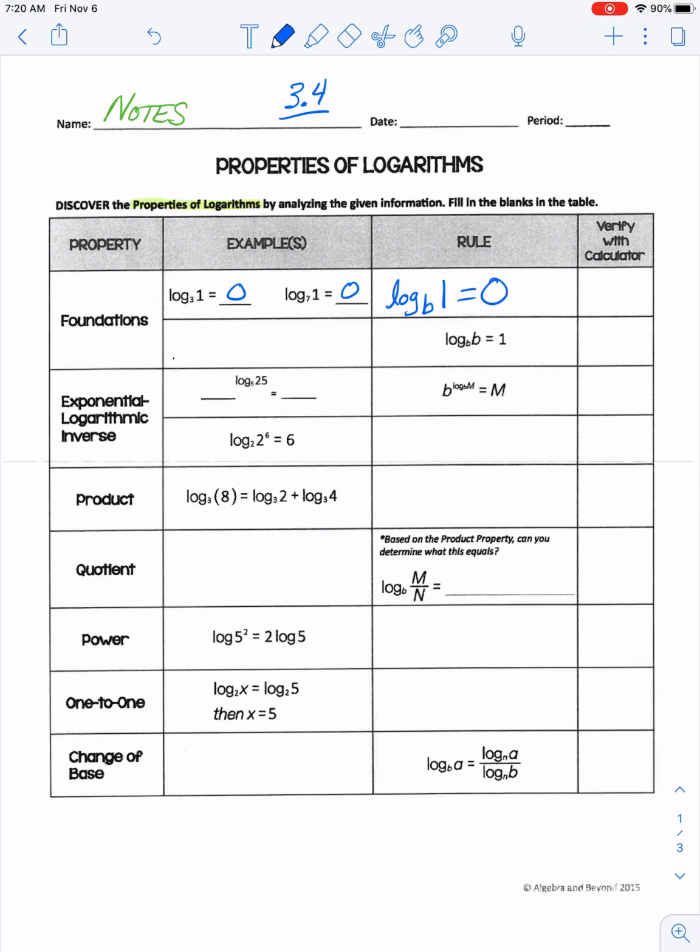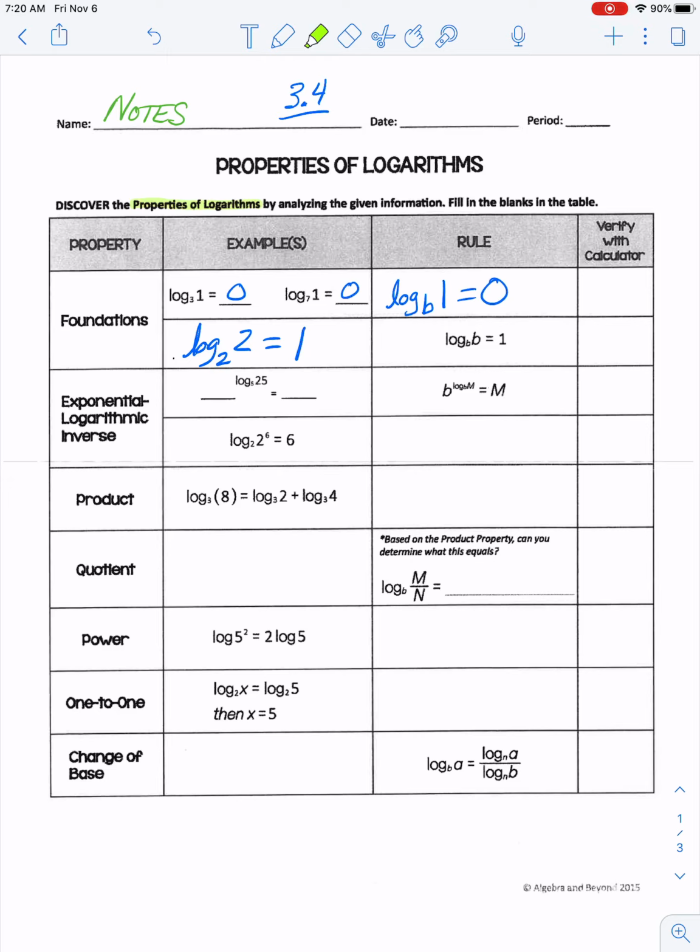The next rule is if you have log base b of b, it's going to be 1. So like if we said log base 2 of 2, and I ask you to evaluate that, that's always going to be a 1.